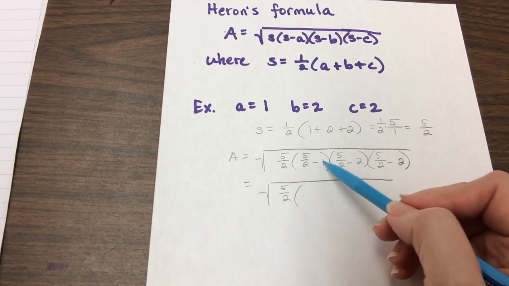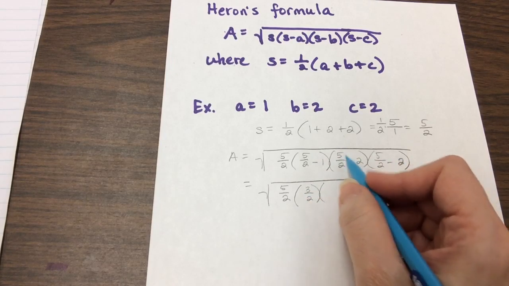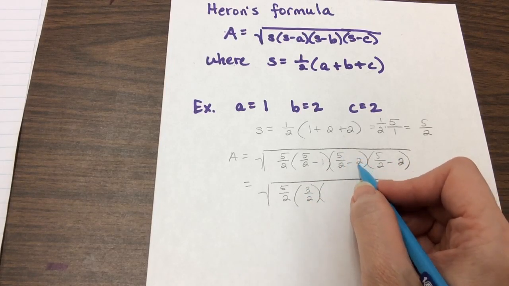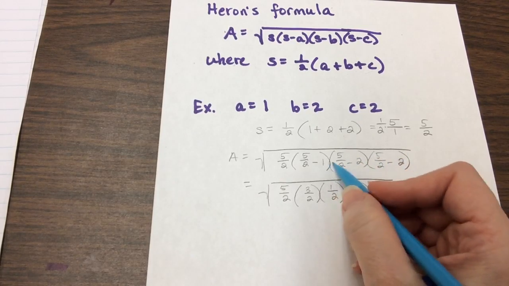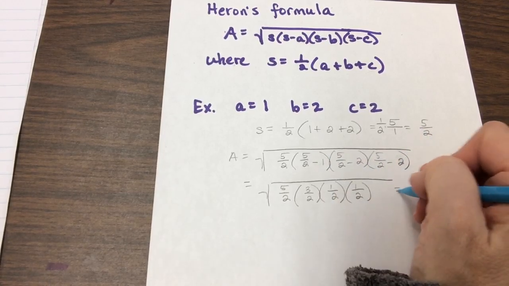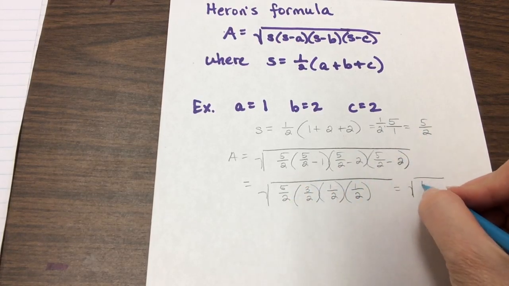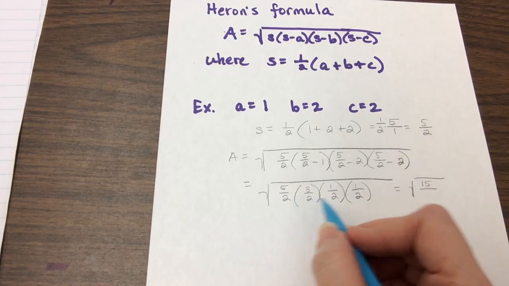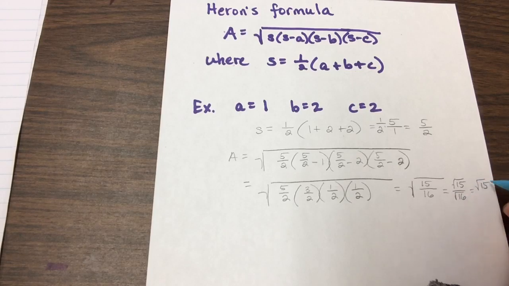Alright, so I've got 5/2 minus 1, or 5/2 minus 2/2, which would be 3/2. I've got 5/2 minus 4/2, which is 1/2. And the same thing for the third side. Alright, I just got a common denominator here and subtracted. So when I multiply straight across, this is going to give me the square root of 15/16, which is the square root of 15 over the square root of 16, which is the square root of 15 over 4. And I could plug that in my calculator and get a decimal approximation as well.